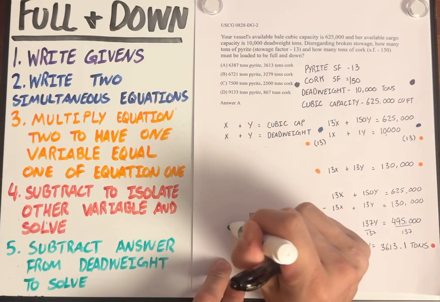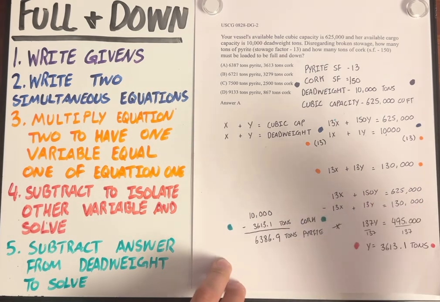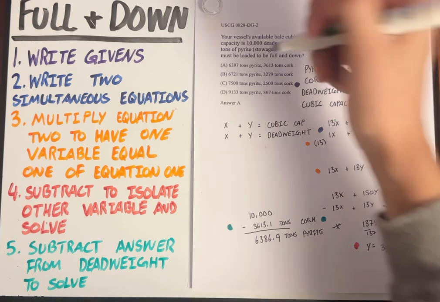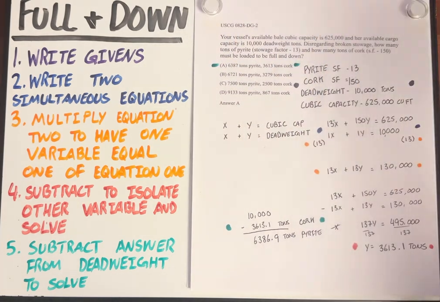This is step 5. And let's look at our answer choices. Looks like answer A is going to be the correct answer.